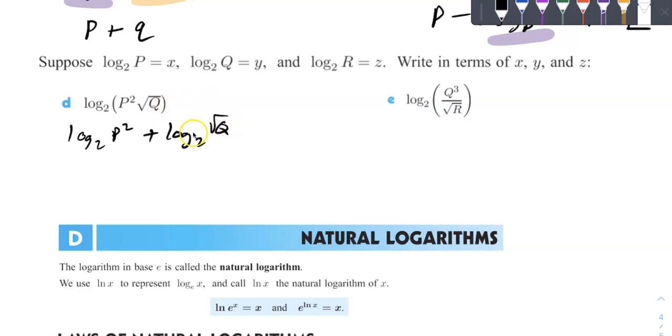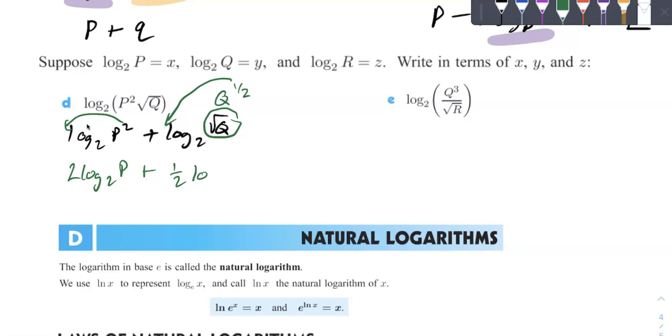Now, again, it's not just log Q is Y. It's not the square root of Y. That's not what's going on here. You can rewrite this power. So square root power is saying Q to the 1/2. That's what square root power is. And you can move that power to the front. I can move this 2 to the front. I get 2 log 2 of P plus 1/2 log 2 of Q. And now this equals X, and this equals Y. So 2X plus 1/2 Y.